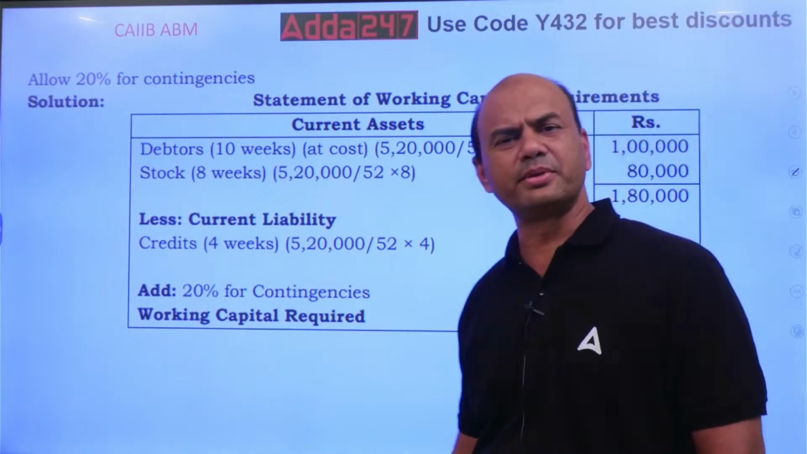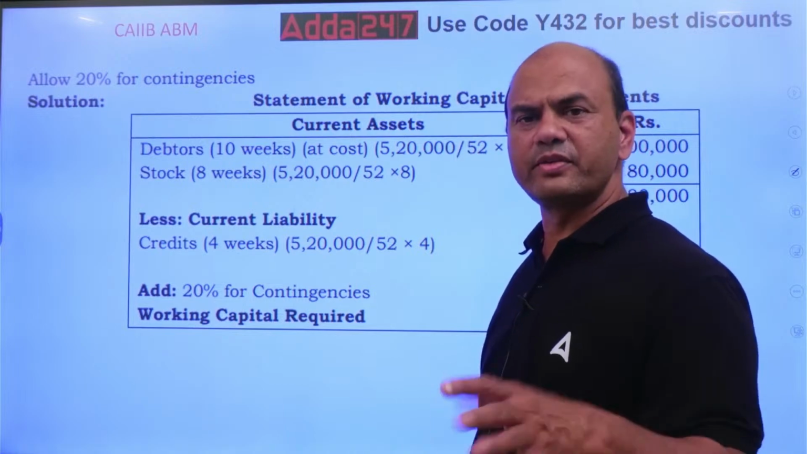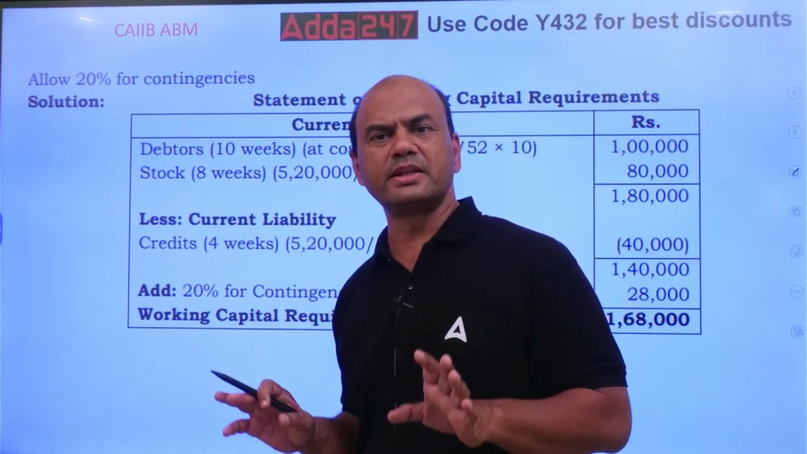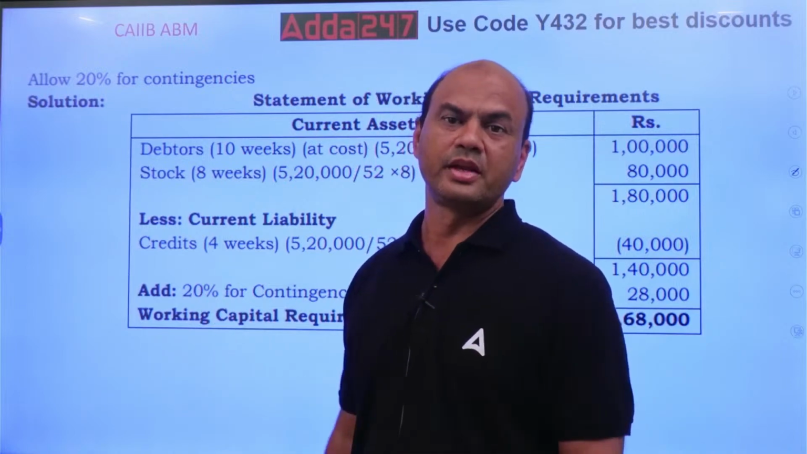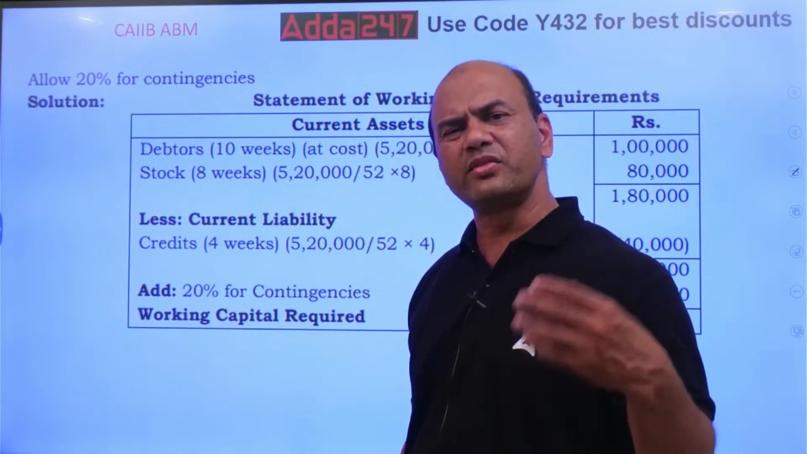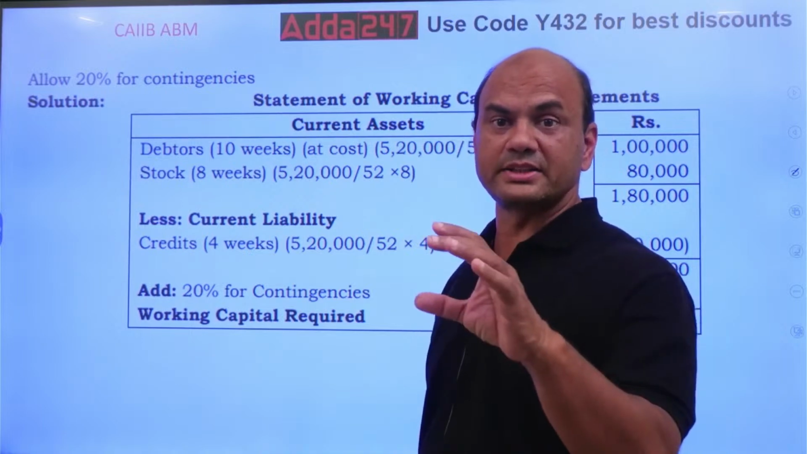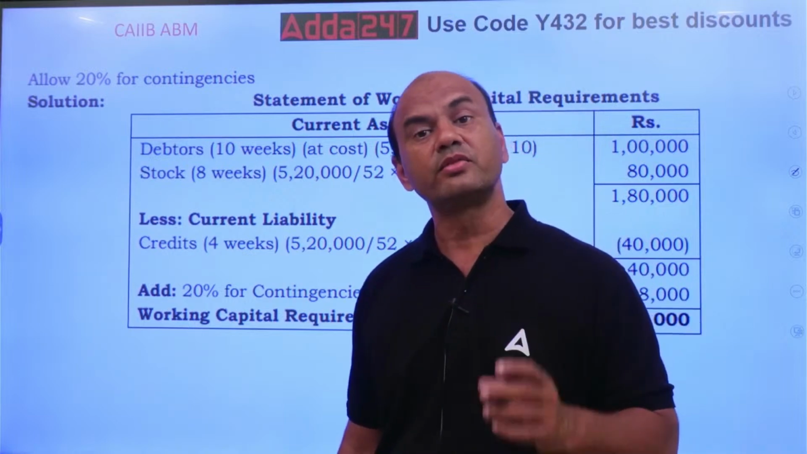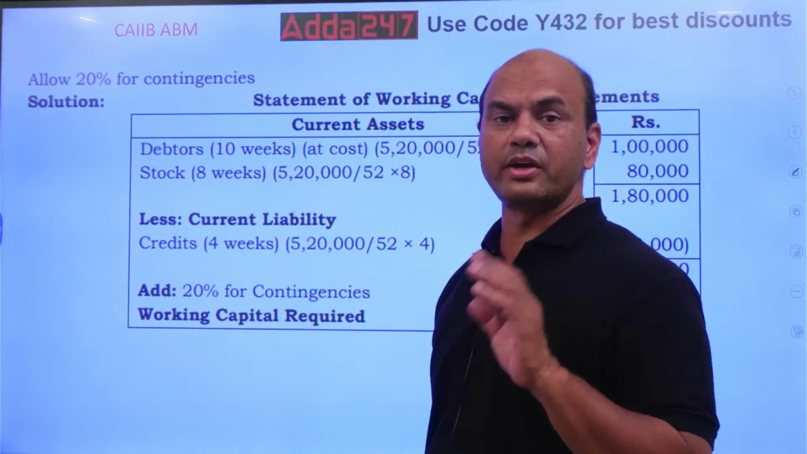Rule is very simple. Stock plus debtors minus creditors, and then 75% of that. Basic working capital requirement is stock plus debtors minus creditors. This is what you have to do. Current assets minus current liabilities. Okay. Then you have to follow method 1, method 2, that's separate. But you have to find out first current assets for the given period, current liabilities for the given period. So let's first find out current assets.